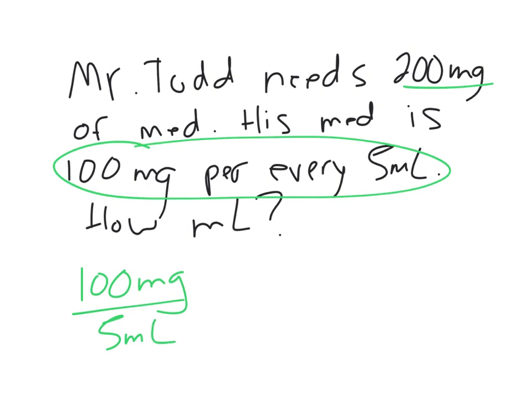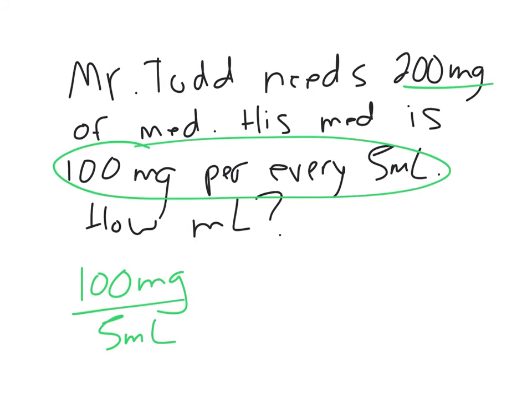of that liquid. So anybody taking that, and we know from our equivalence list that that's about the size of a teaspoon. So for every teaspoon of this liquid that any patient takes would get this much medication, the 100 milligrams. Well, Mr. Todd needs double that. So you might be in the back of your head thinking, okay, well then he needs double the amount of milliliters. But let's use our proportions to figure that out.